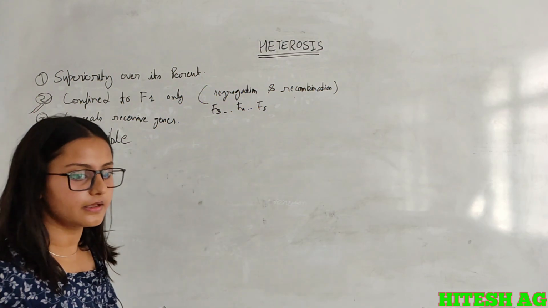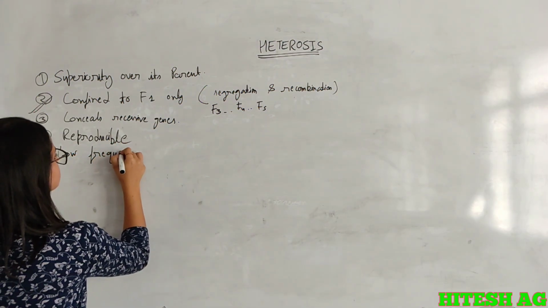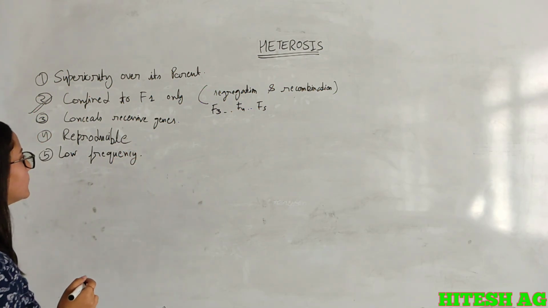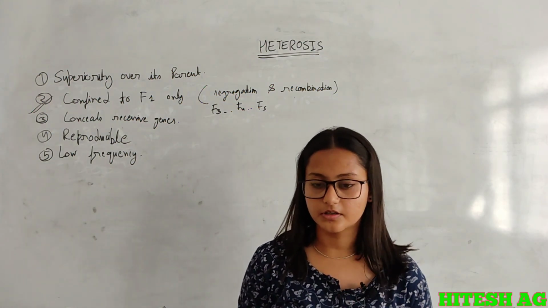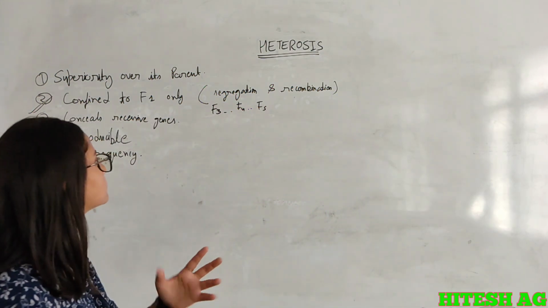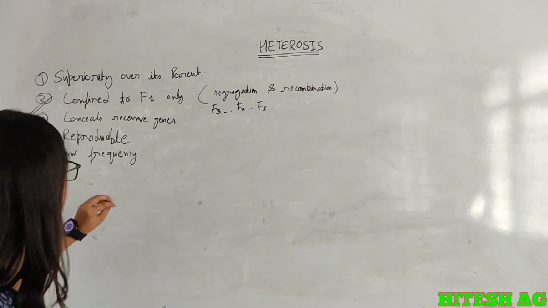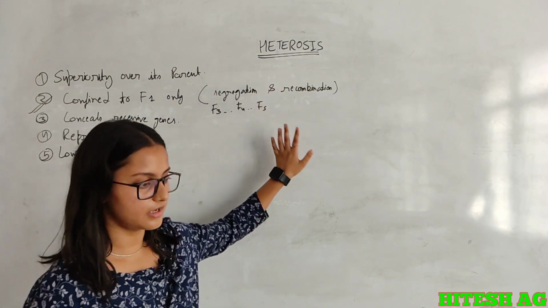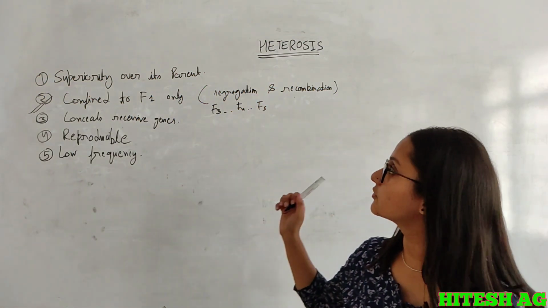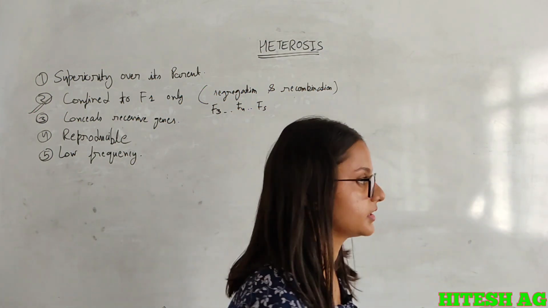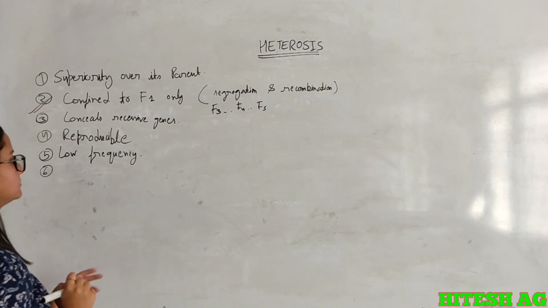Fifth one is low frequency. So out of thousands, or sometimes in lakhs, we get only one or two favorable crosses or favorable hybrids which show this heterosis phenomenon. So this phenomenon heterosis occurs in very, very low frequency. So the breeder might need to work a lot for it.